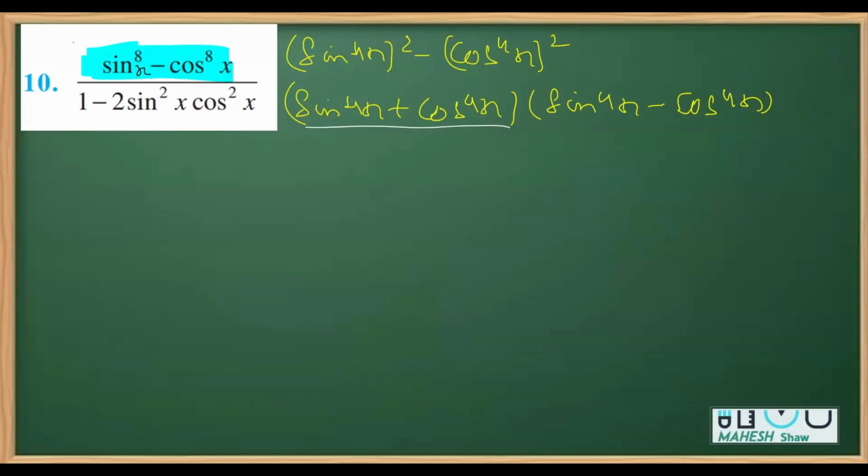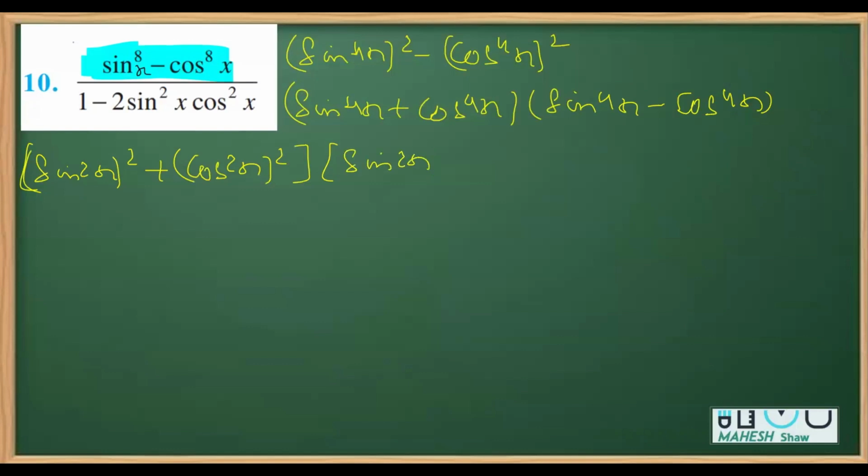Now I can further simplify this by writing in terms of squares. Sine raised to the power 4x I can write as sine square x whole square, plus cos power 4x can be written as cos square x whole square. And the later part, the same way, sine raised to the power 4x as sine square x whole square, and minus cos raised to the power 4x, which can be written as cos square x whole square.